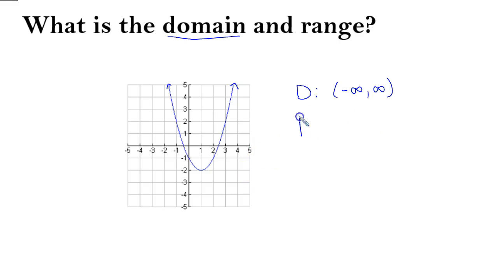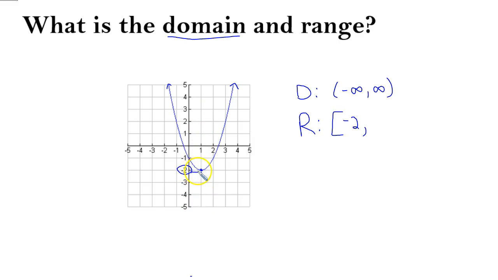The range is limited with these types of functions. Since this one opens up, the bottom of our range comes from the y value of the vertex. That's going to be -2. So the lowest value is -2. And remember, since -2 is on the function, it is included as part of the range, so we use a bracket. And we go bottom to top for range.